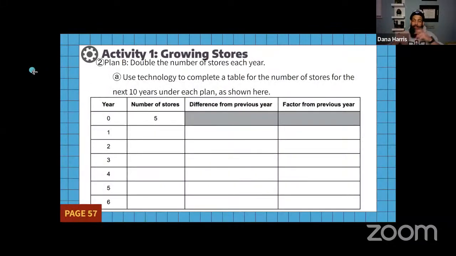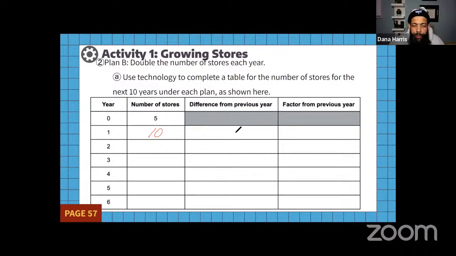Remember, we're still talking about this store chain that starts with 5 stores, and it has 2 plans. Plan A was to increase by 20 stores each year. Plan B is to double the number of stores each year. So we want to see how we complete this table. If I start out with 5 stores in the initial year, year 0, and I double that, that is 10.